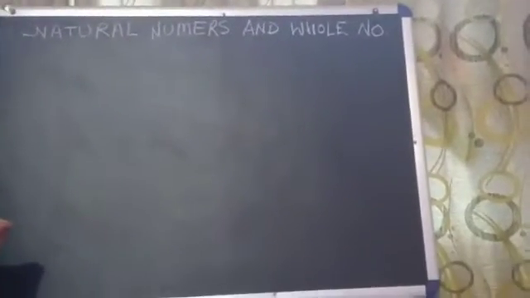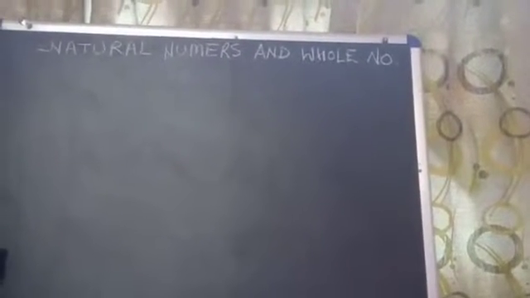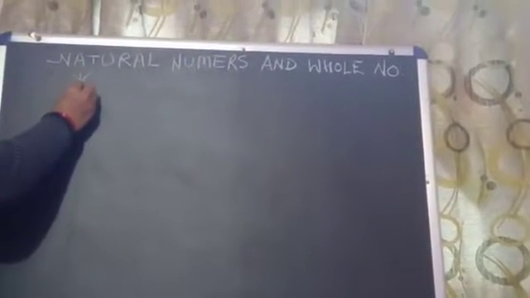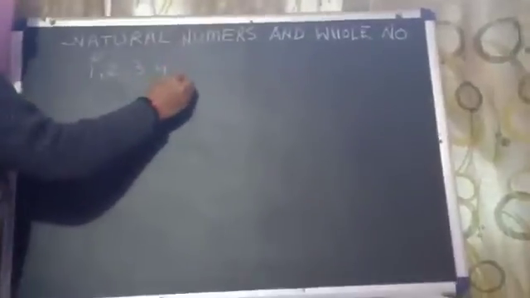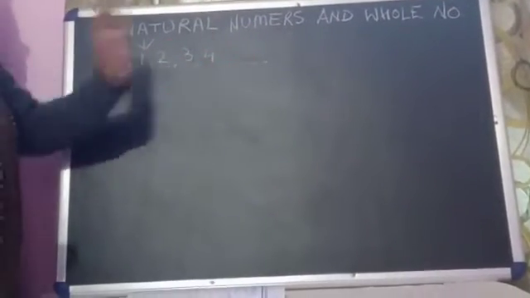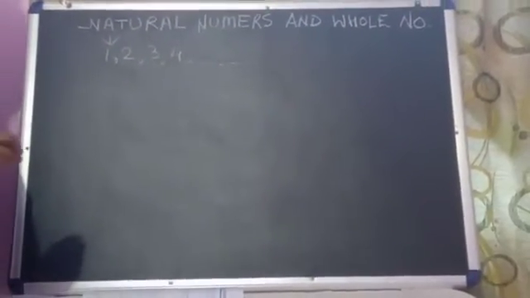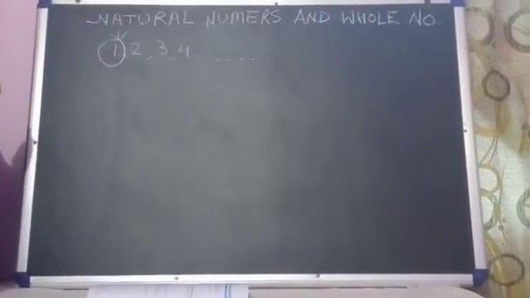Today we are going to learn about natural numbers and whole numbers. Natural numbers you have learned in class 5 also. The numbers which start from 1, and 2, 3, 4 and carry on. So the numbers which start from 1 are called natural numbers. So what is the smallest natural number? 1 is the smallest natural number.